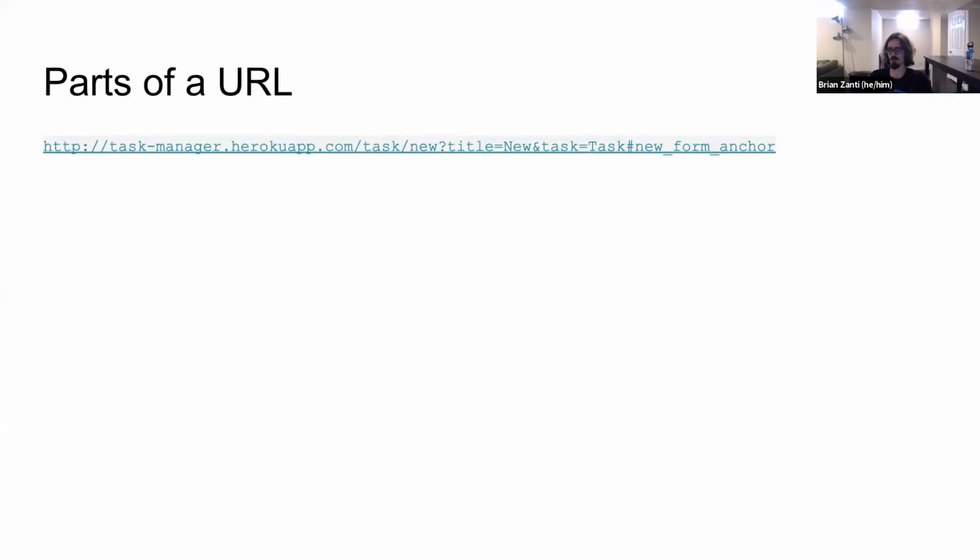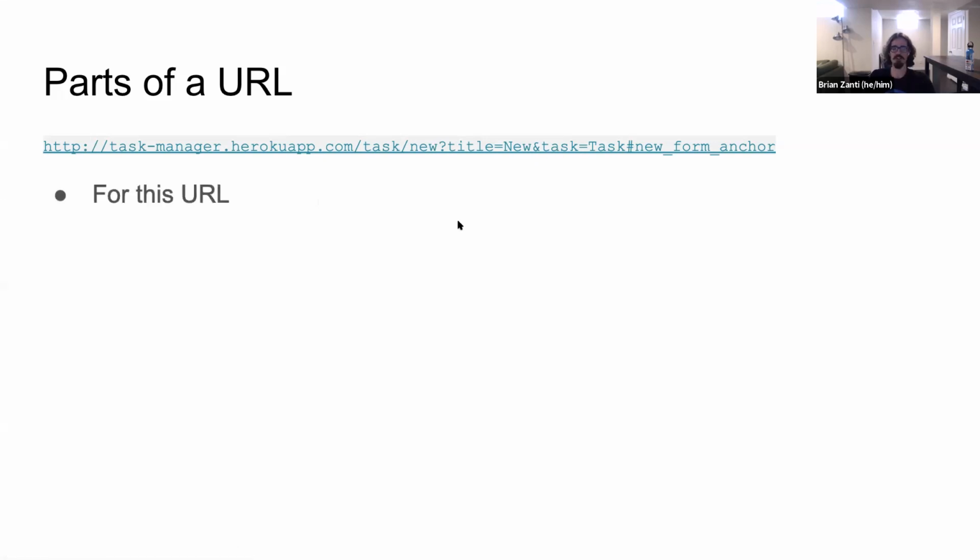So if you go to Google Chrome or your other web browser and you type in a different website, like youtube.com/whatever, that all gets translated into a URL. A URL has different parts to it.